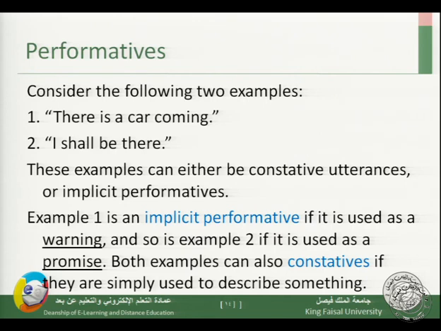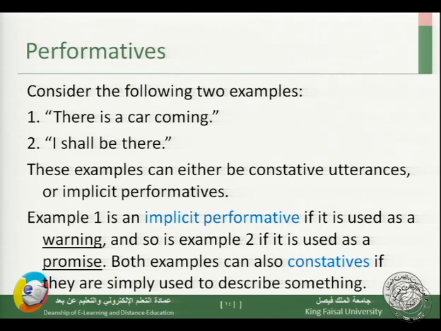How is that? If we use example 1 as a warning, if I say there is a car coming to someone who is about to cross the street, this means I performed something and I achieved a warning to this person. So this is an action that I have achieved through using this utterance. So there is a car coming can be used as a warning, and in this case it is an implicit performative because there is no performative verb in this sentence.